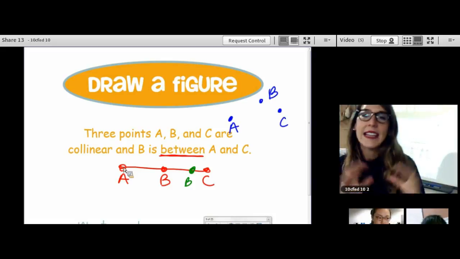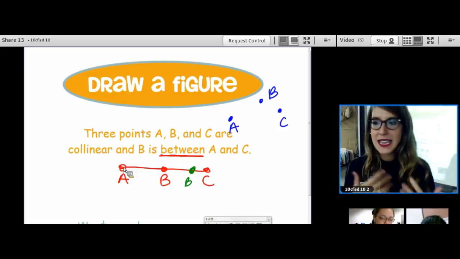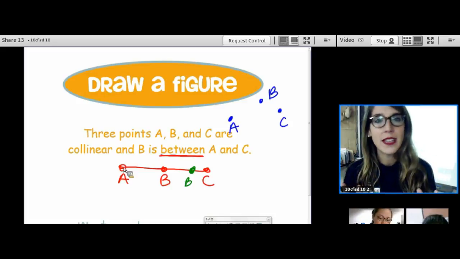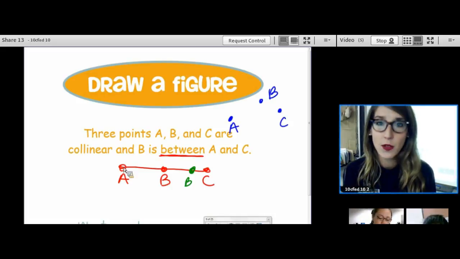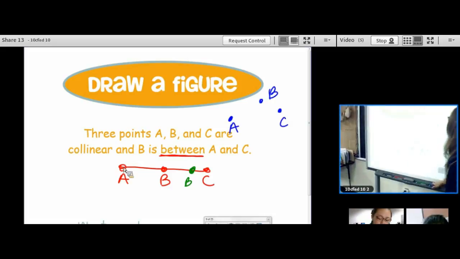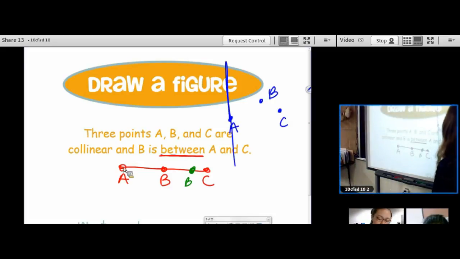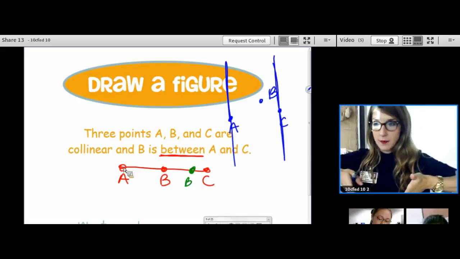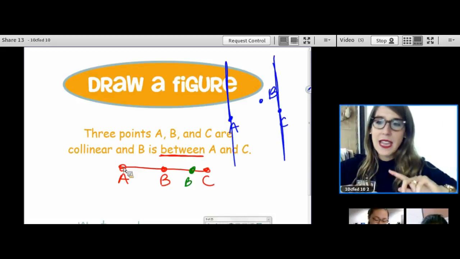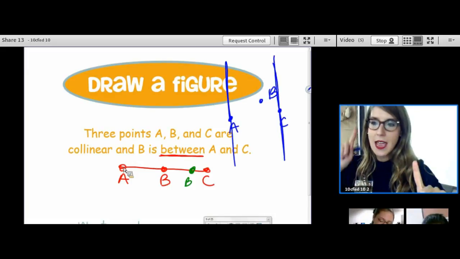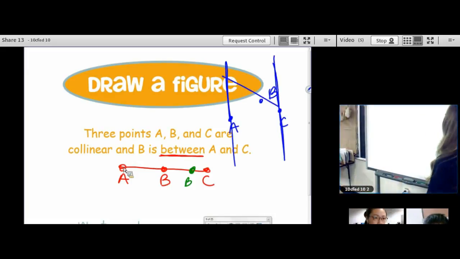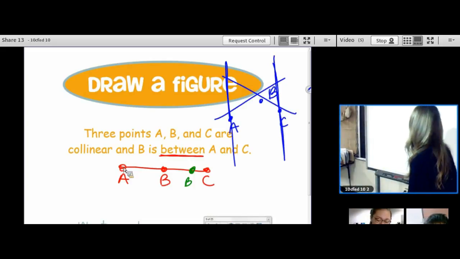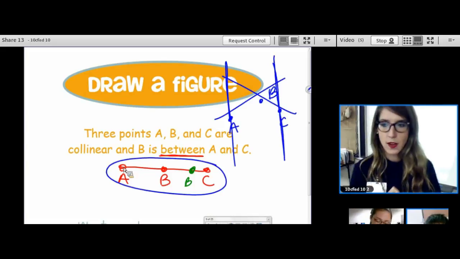So in geometry, betweenness means something. For a point to be between two other points, they actually have to be collinear. So I realize that if you did this, B is between those two lines. But B is not between points A and point C. So this picture is not between. This picture is between. I just want to make sure we understand that.